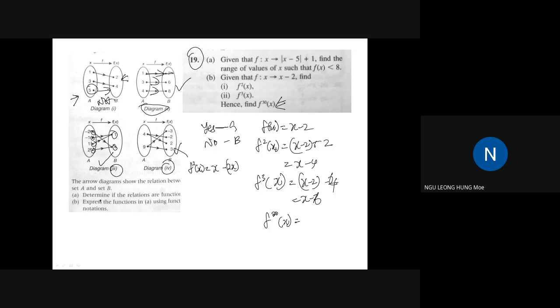2 times 2n, 2n, let's say. This is n. 2, 3. Okay, correct. So f30 will be s minus 2, 30, s minus 60. Yeah, like that. So if you see this kind of question, you have to find the pattern. At least you do 2 and 3. If you still cannot get the pattern, you do until number 4. Okay. So next.